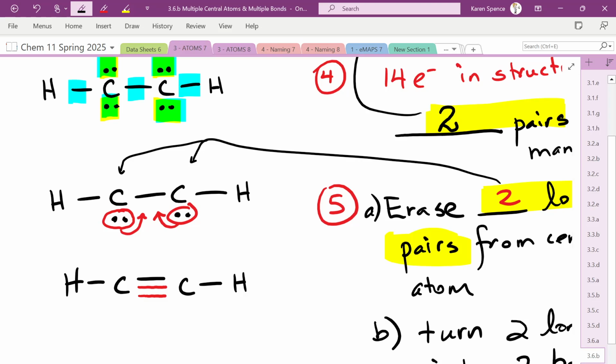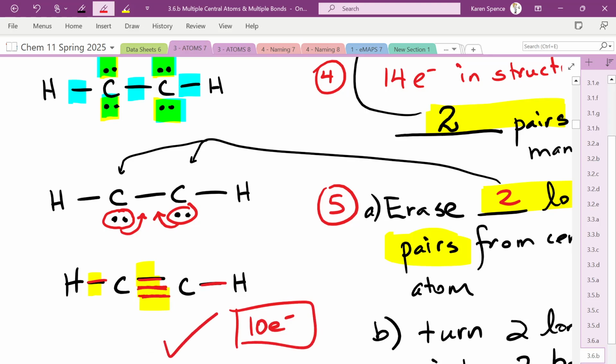And now we can do our ultimate check. Does everybody have 8 electrons? We have 2, 4, 6, 8, and the other carbon has 2, 4, 6, 8. This structure has a total of 2, 4, 6, 8, 10 electrons. That's how many we had at the start. So we are done.